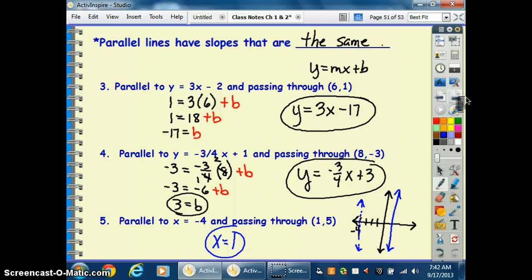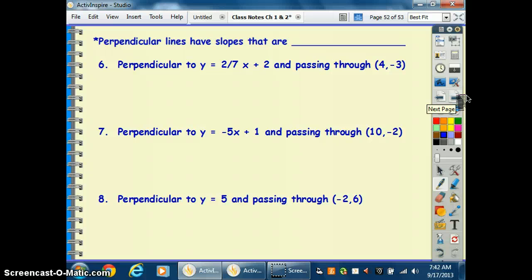Next page. Perpendicular lines have slopes that are negative reciprocals. Okay, I know you know what reciprocals are. Like if this fraction right here is 2/7, its reciprocal is 7/2. But we also have to take the opposite sign of it. So if this slope is positive going up, we know its perpendicular line would have to be negative going down. So we have to take the opposite sign of it too.